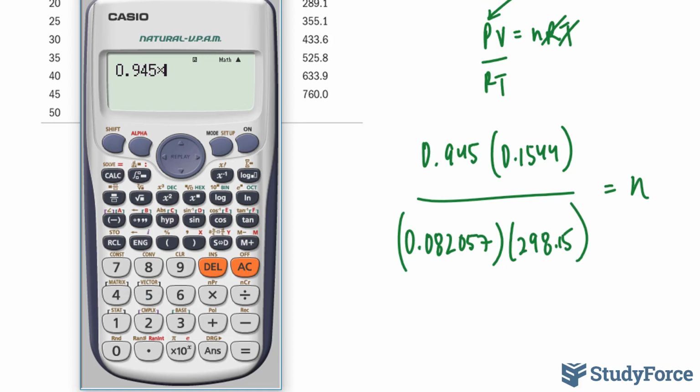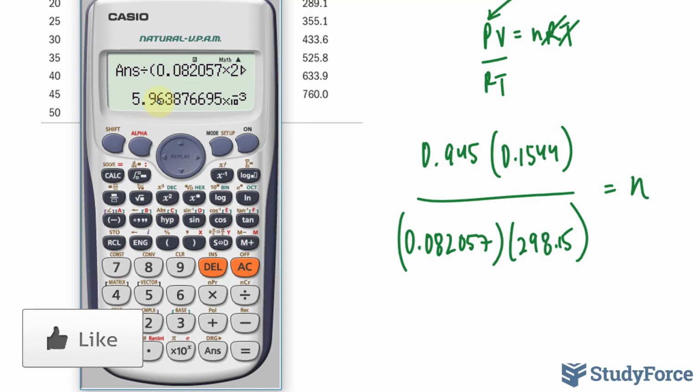0.945 times 0.1544, that's the top part, divided by the bottom, which is 0.082057 times 298.15, and this gives us 5.963 times 10 to the power of negative 3.